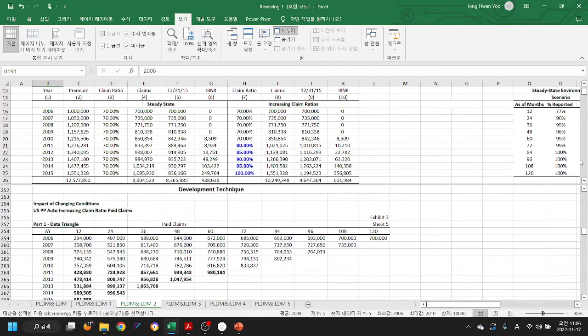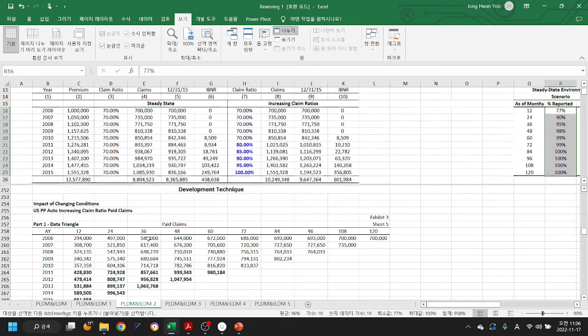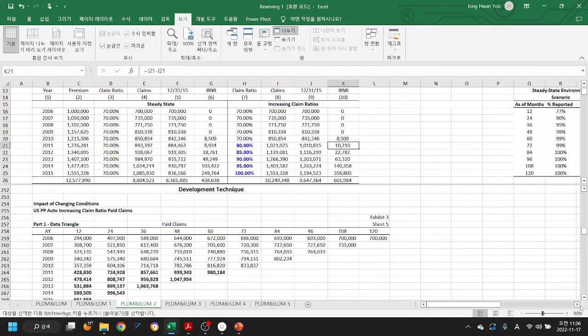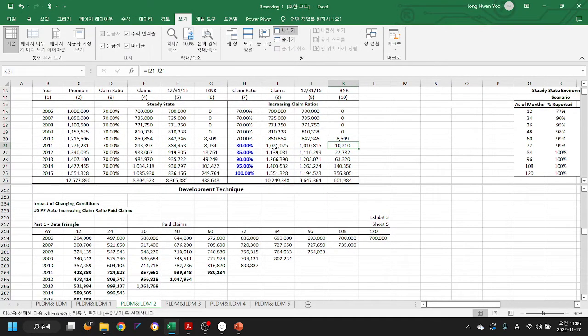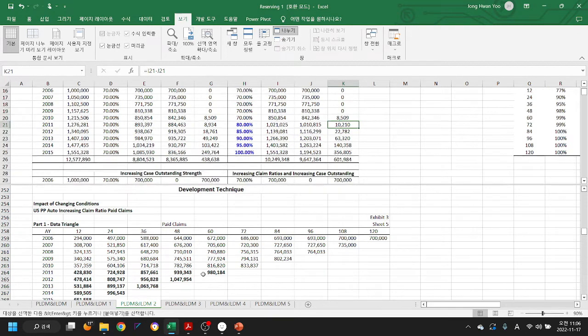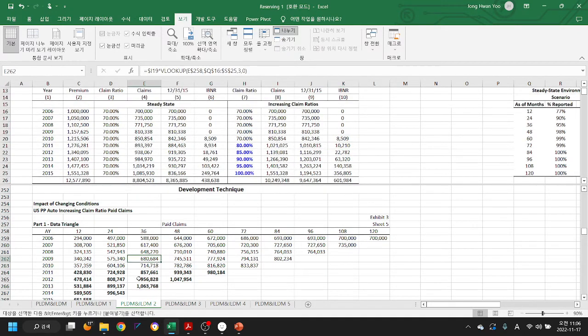But the reported ratio is not changed. And the paid payment ratio is the same. It doesn't change, right? But just the ultimate reported loss amount for 5 years increased. So cumulative paid loss is the same story.